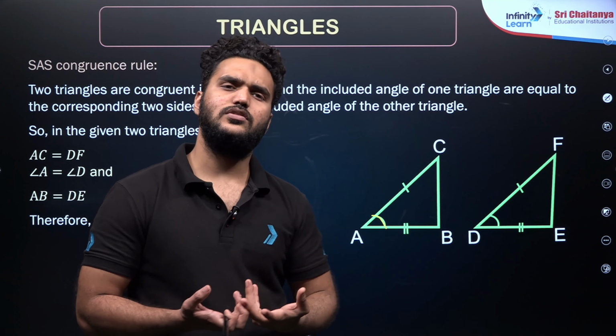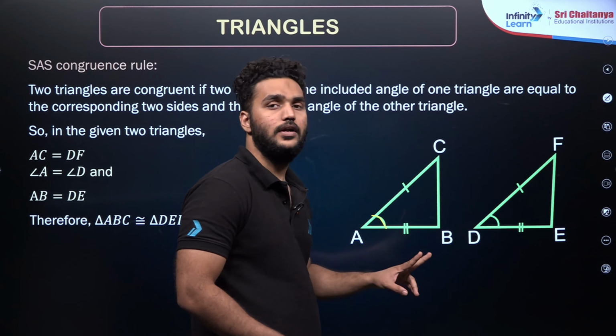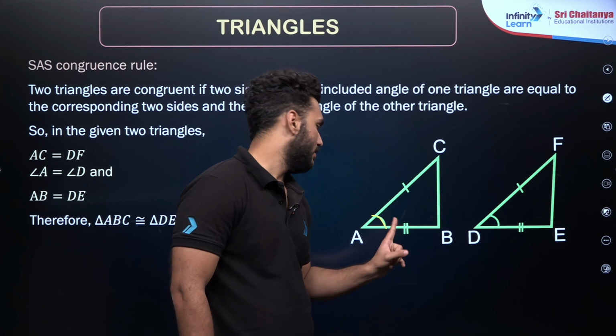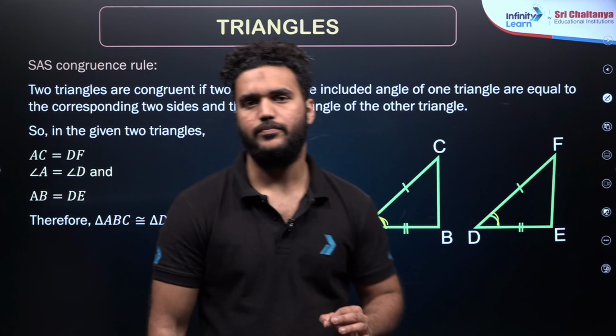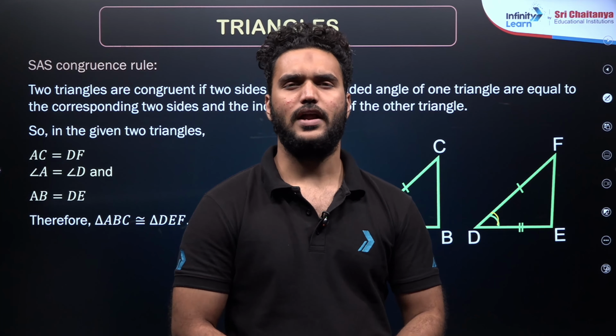Sir, can we choose any two lines and any angle? No. You can choose any two lines, but then the angle should be between those two lines. It means you have to take this angle. Okay, if you somehow prove these three, your triangles are congruent.